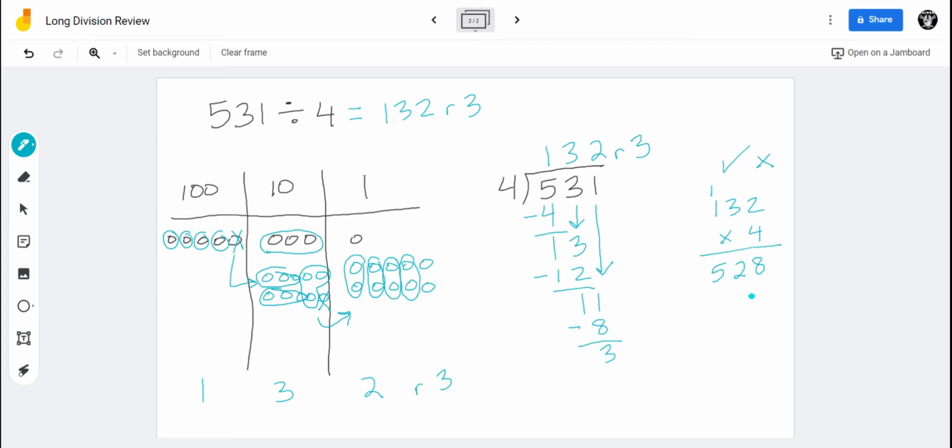So I get 528, but then I have to add back my remainder because I didn't use that part. So there it is, add that back, and you get 531 because 8 plus 3 is 11, carry the 1, right? You get a 3 there and a 5 there. Okay, so 531, which brings me back to my original division, and that concludes our long division review today.